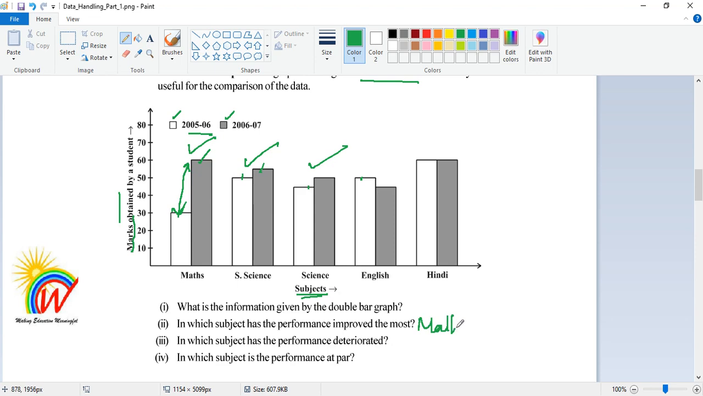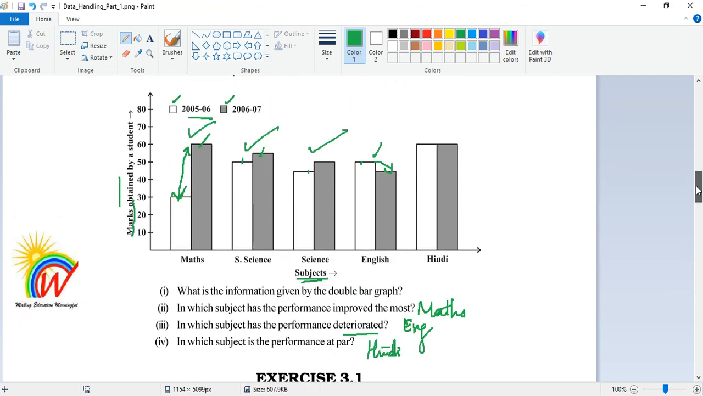Now in which subject has the performance deteriorated, that is, gone down? That is English, right? In English it has gone down. And then in which subject is the performance at par, that is, there is no change at all? So that's Hindi. Understood? So you should know how to answer the problems based on the graph.